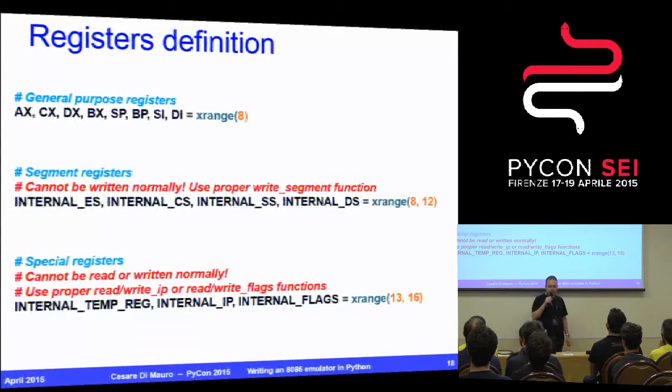So I define the registers in Python. It's very simple. I use the xrange function, and I just unpack the values to define the registers and the internal registers. For the segment registers, I cannot write them directly, and I will show you why. And for the IP and flags, I also cannot read them directly.